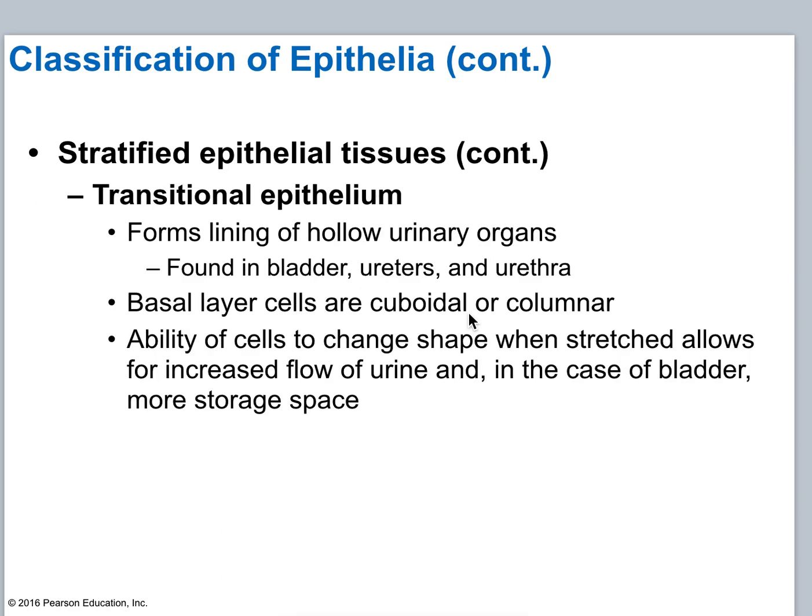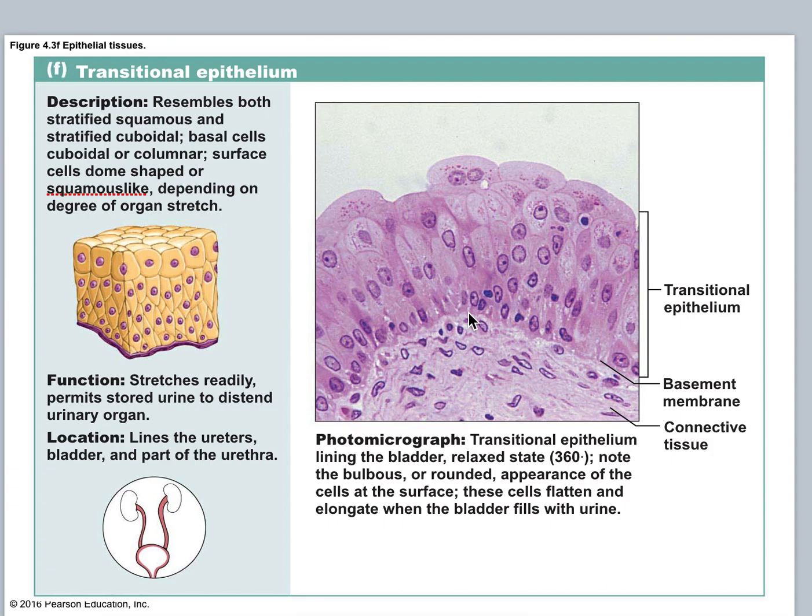Transitional epithelium is the last of the stratified epithelium, and you see here it says multiple layers of cells, so this is obviously stratified. It's transitional because the cells change shape. Here they're smaller on the bottom, and as they get towards the apical surface, they get larger. The purpose of this type of epithelium is to allow stretching.